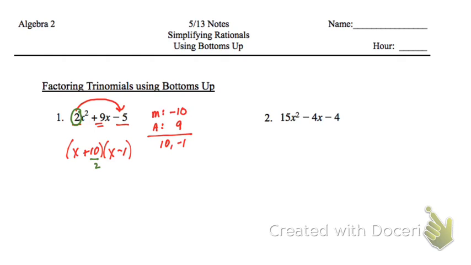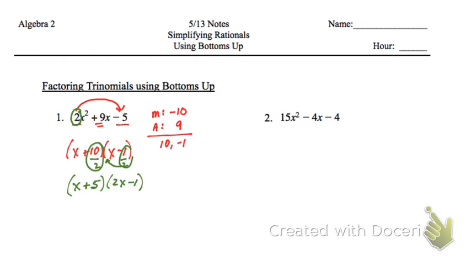We have to come down here and divide both sides by 2. And then if we get a fraction that we can reduce in any way, shape, or form, then we need to do it. Well, 10 divided by 2 is 5. If we get a fraction we can't reduce, like 1/2, then what do we do? We do the bottoms up, and we get 2x minus 1.